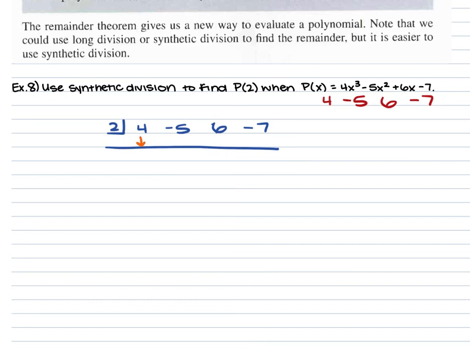This 4 drops down. 4 times 2 is 8. So 4 times 2 gives us the 8. We add that with the negative 5. That gives us 3. 3 times 2 is 6. Put it underneath the 6. Add them. We get 12. 12 times 2, 24. Add them. We get that 17. So your remainder is 17. P of 2 is 17.